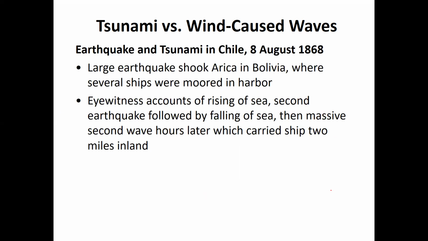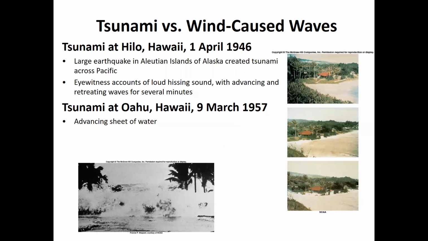So an example of an earthquake-caused tsunami was in Chile, August 8th, 1868. A large earthquake shook Arica, where several ships were moored in the harbor. Eyewitness accounts describe a rising sea, a second earthquake followed by a falling sea, as we mentioned can happen if the trough makes landfall first, and then a sudden massive wave hours later, which carried ships 2 miles inland.